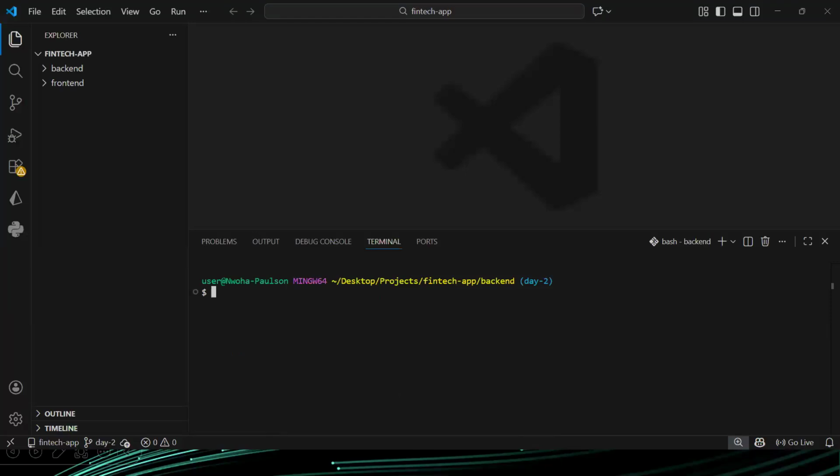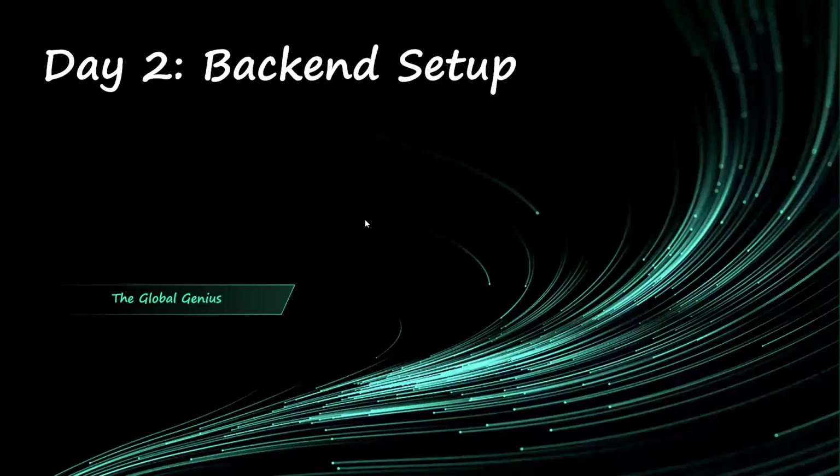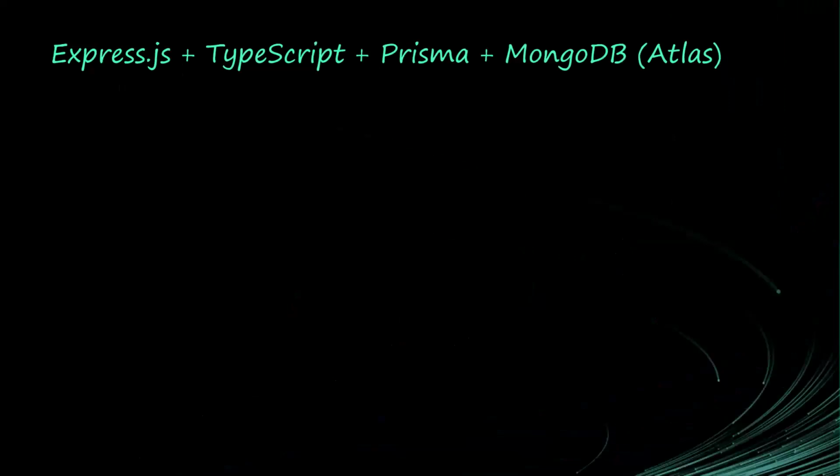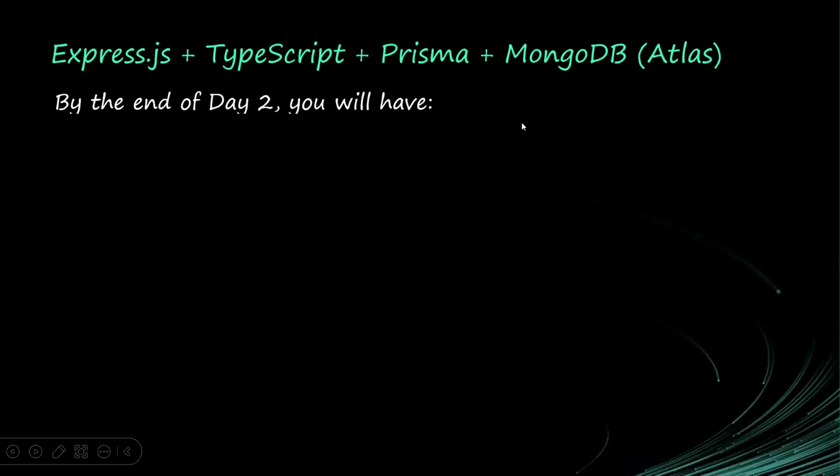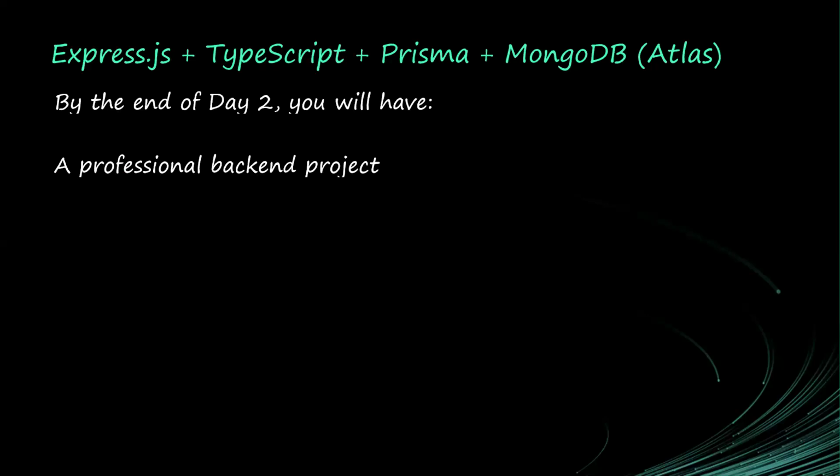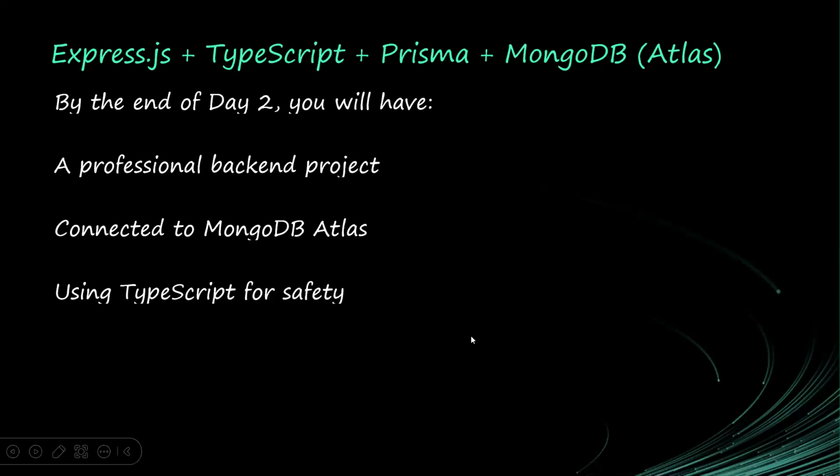All right. So now let us follow our slide. First things first, we are going to work with Express.js, TypeScript, Prisma, and MongoDB. We are going to install all of these things in this day two. So by the end of this day two, we will have a professional backend project connected to MongoDB Atlas. MongoDB is a cloud-based database. We are going to use TypeScript for safety. Don't be afraid of TypeScript. Start facing your fears.